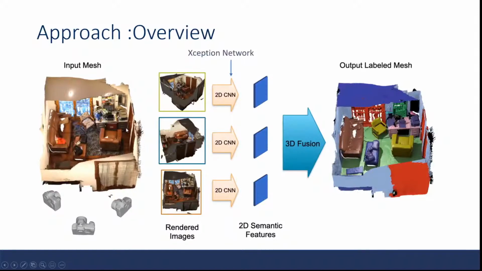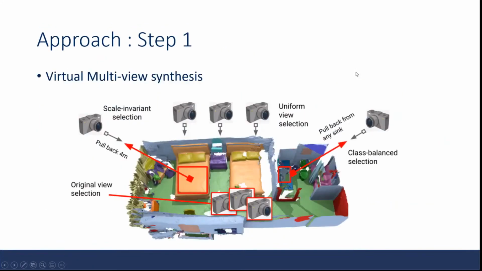The general approach of the authors is, after taking the input mesh from the ScanNet dataset, they create several virtual views of rendered images. Those images are then passed on to a 2D convolutional neural network to extract the 2D semantic features. Those features are then projected back to 3D space using 3D fusion and create the output label mesh.